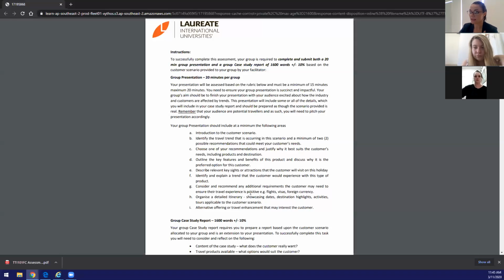And then moving into B, it says identify the travel trend that is occurring in the scenario, and a minimum of 2 possible recommendations that could meet your customer needs.